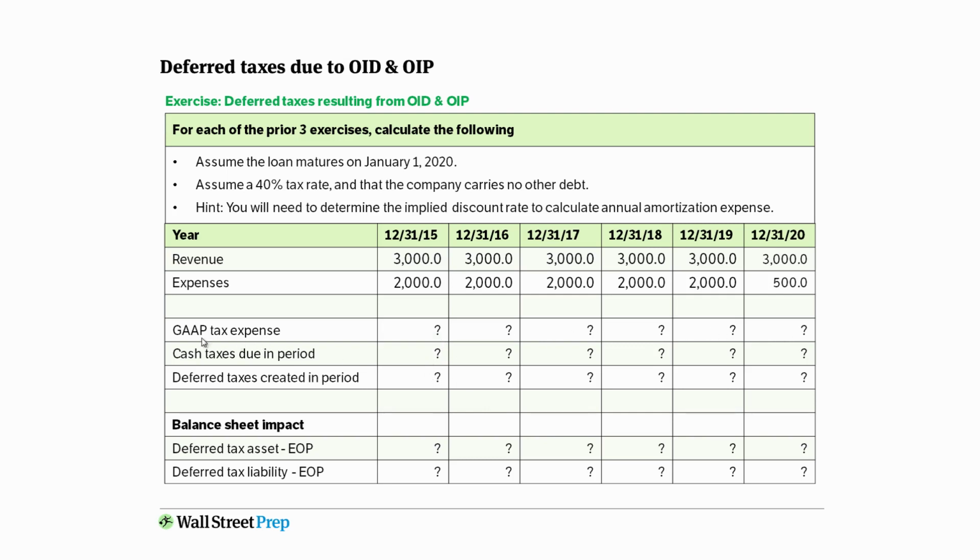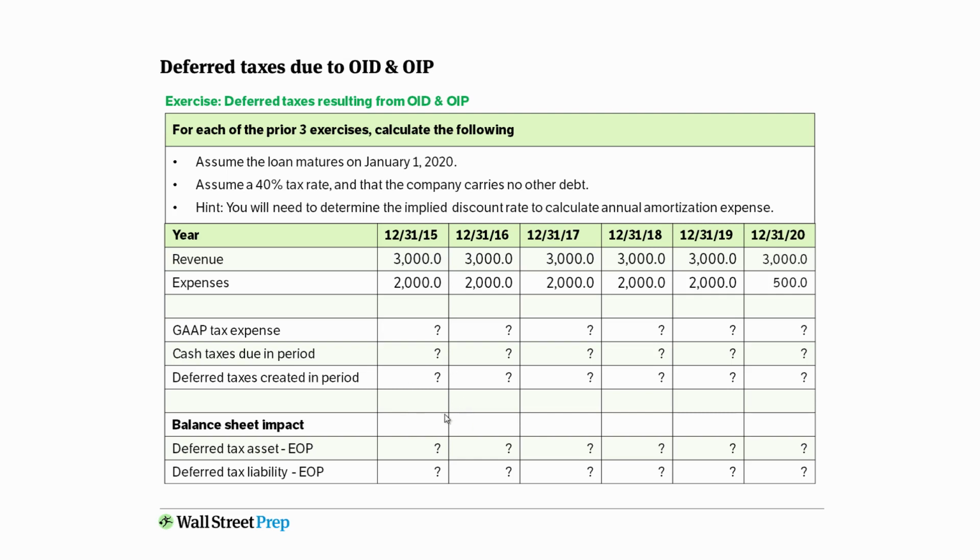But then specifically within the GAAP tax expense line, what portion of the GAAP tax expense line is comprised of cash taxes that are due during the period, as well as what portion is related to deferred taxes created in the period. And more importantly, I'd like you to also identify what is the impact on the balance sheet of the deferred taxes that are created in each one of these exercises. Is there an impact to deferred tax assets, and what is the end of period balance of that, as well as deferred tax liabilities? I'll give you a hint. One of these three creates a deferred tax liability. The other two create deferred tax assets.